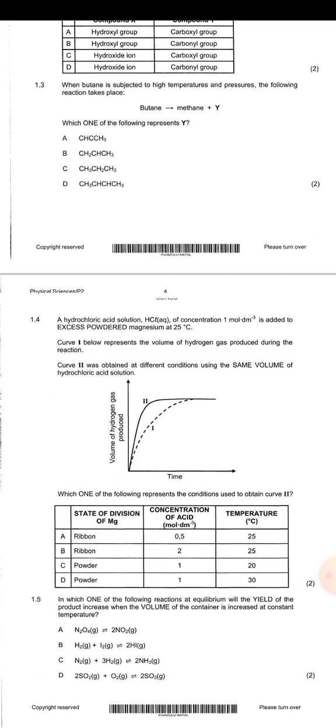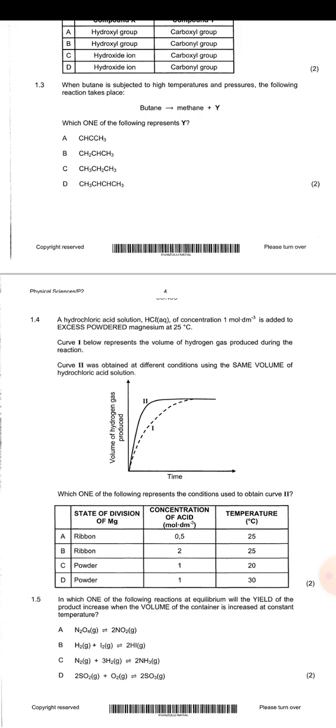1.4, a hydrochloric acid solution, HCl of concentration 1 mole per decimeter cubed, is added to excess powdered magnesium at 25 degrees Celsius. Curve 1 below represents the volume of hydrogen gas produced during the reaction. Okay, they didn't give us the reaction equation, but at least we know that hydrogen is actually formed. Curve 2 was obtained at different conditions using the same volume of hydrochloric acid solution. So now 2, let us see.